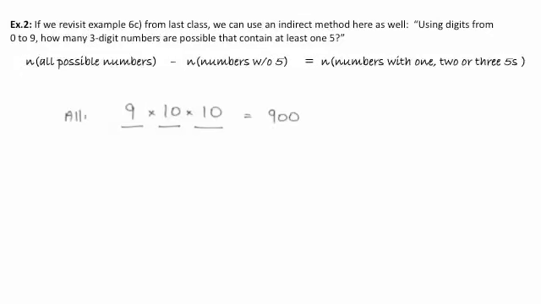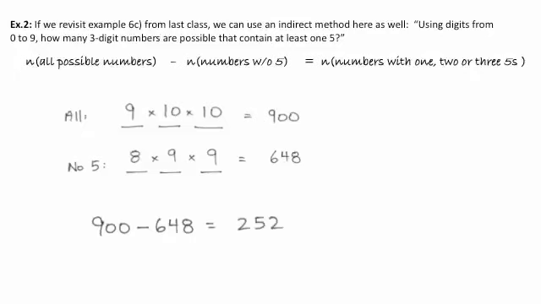So here's all, and this was kind of the part A in that question. 900 3-digit numbers, and we subtract off the case with no 5, which was 648. And what we see is that 900 minus 648 was equal to 252. And that was the answer, and we got it in a much simpler way. So the number with 1, 2, or 3 fives was 252.